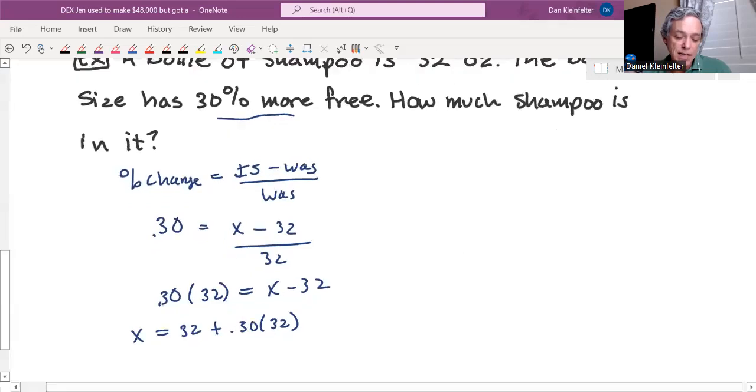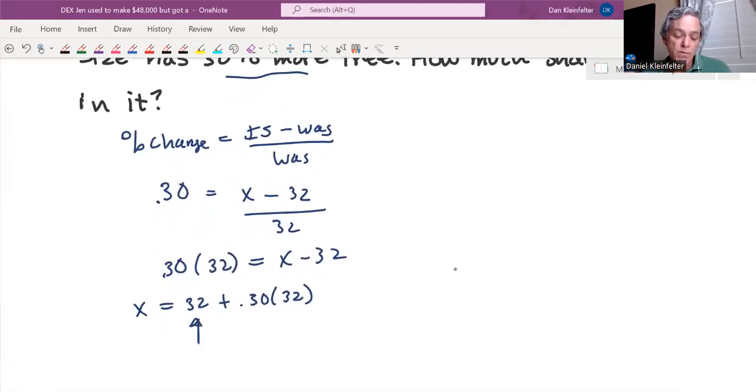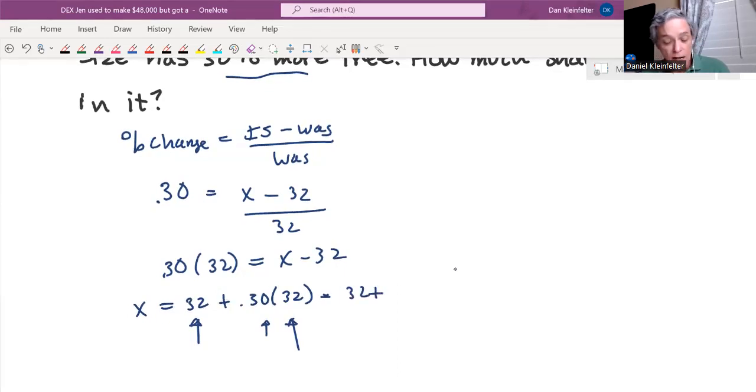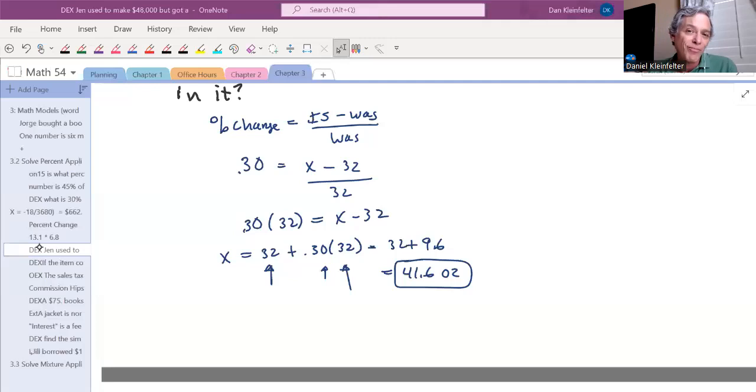And then in hindsight, that should make sense. We start with the original amount, which was 32 ounces. And then what got added to it is 30% of, remember of means multiply, 30% of the 32 ounces originally in the bottle. Okay, and so that's going to be 32 plus, and then 30% of 32 is 9.6 ounces. And so that is going to be 41.6 ounces. Okay. All right, so that's all of the percentage change.